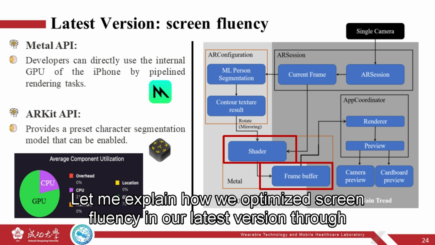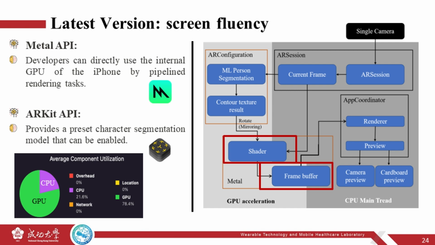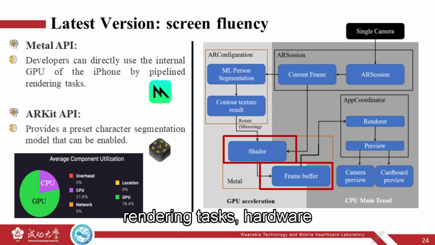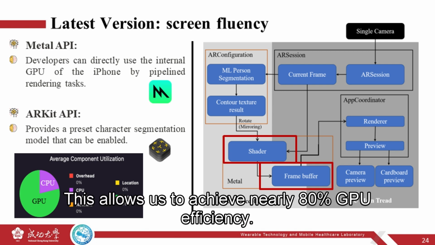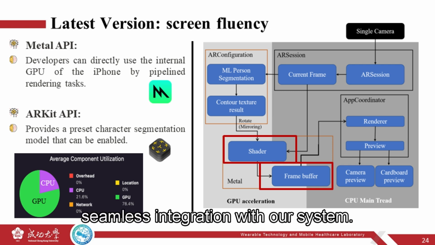Let me explain how we optimized screen fluency in our latest version through advanced GPU utilization and efficient API integration. We leveraged two powerful APIs. The Metal API enables direct access to the iPhone's internal GPU pipeline, rendering tasks, hardware accelerated processing as shown in the utilization chart. This allows us to achieve nearly 80% GPU efficiency. The ARKit API provides a built-in human segmentation model, real-time processing capability, seamless integration with our system.